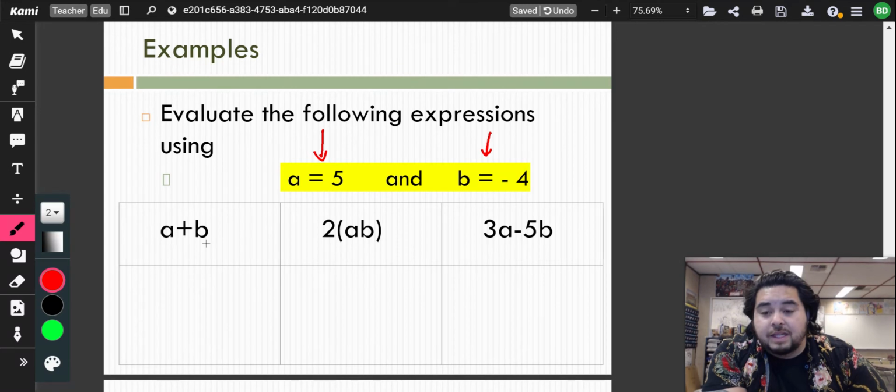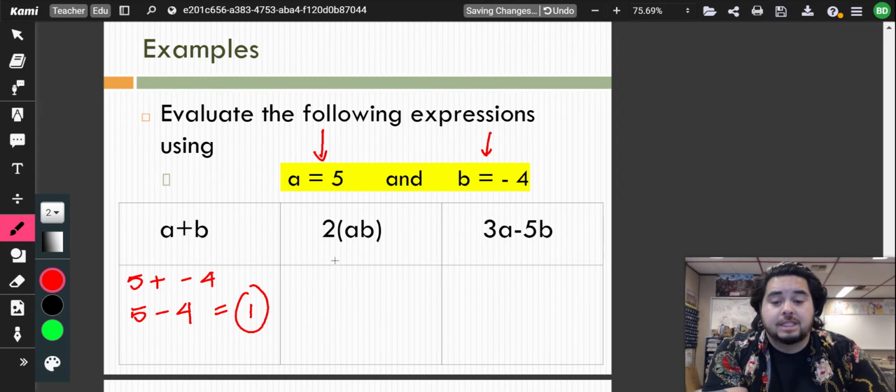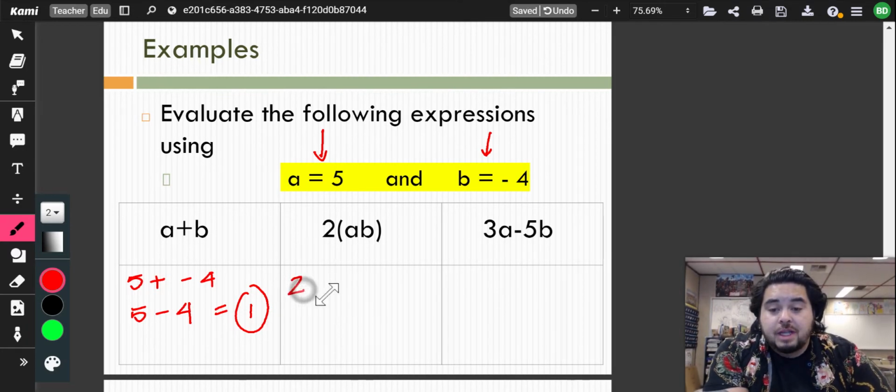We have a plus b. So a is going to be replaced with 5. We're going to keep the plus sign. And b is going to become -4. Now, I've talked about this before. We have 2 mathematical symbols in the middle. We have to combine those to be the operation it really means. A positive and a negative really means subtraction. So 5 minus 4. And when we evaluate, we get the value of 1. Final answer.